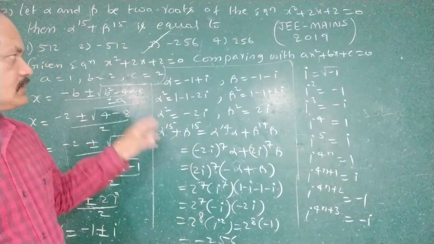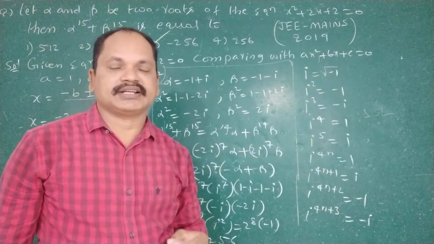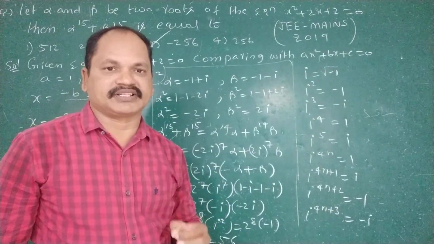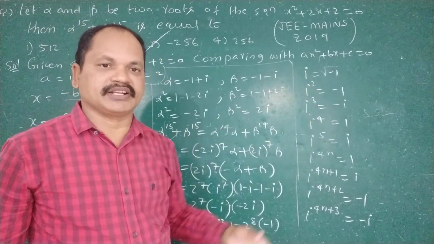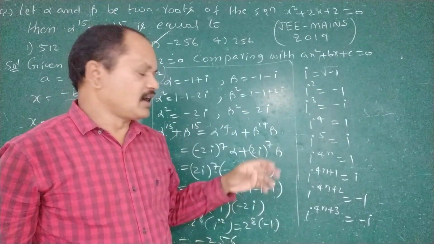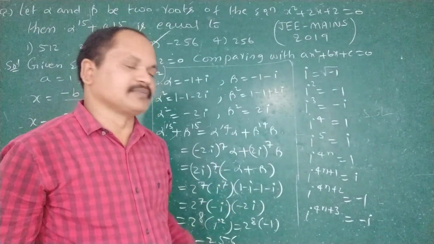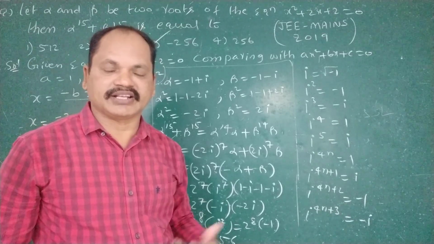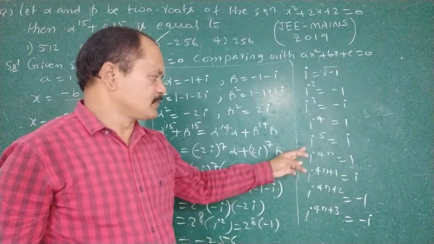This question depends upon iota, the imaginary number. i is equal to root minus 1, i square is minus 1, i cube is minus i, i power 4 is 1, i power 5 is i, i power 6 is minus 1, i power 7 is minus i, i power 8 is 1, i power 9 is i. Like that, it depends upon this concept.